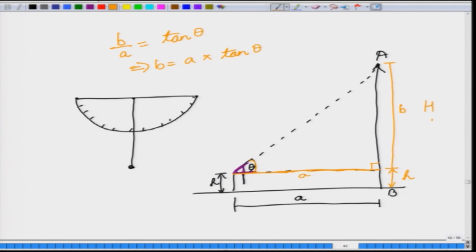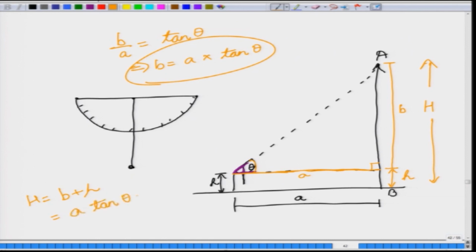Now, the height of the tree, capital H, is given by b plus small h. Now, b we can get from here. So, it is a tan theta plus small h, which is your height. So, we can use this instrument to get the height of the tree.